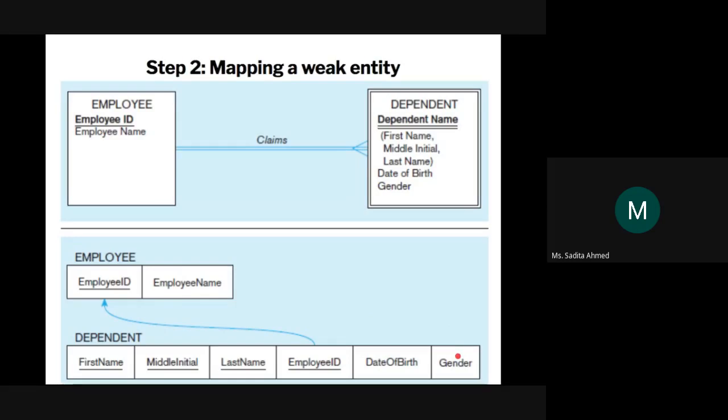And finally, we will also bring in the primary key of the strong entity on which this weak entity depends. The weak entity dependent depends on a strong entity, and its primary key, employee ID, is the primary key, right? We'll bring that primary key into this relation.